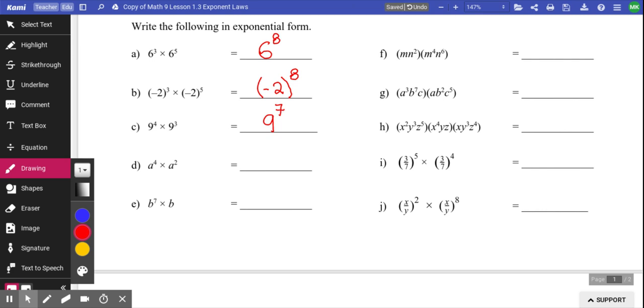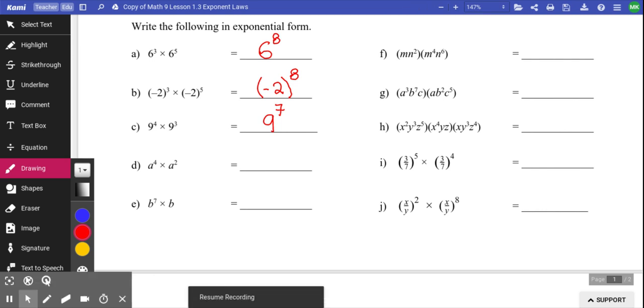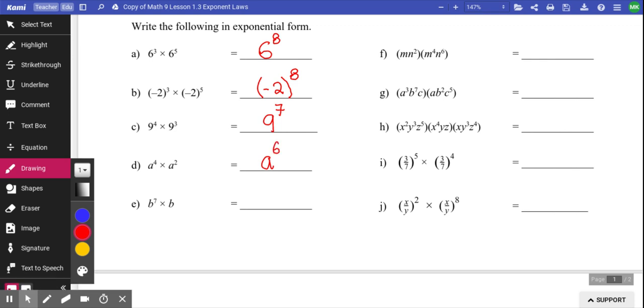Try D and E on your own, and then I'm going to show you how to do the ones with letters where it gets a little more complicated. So try D and E on your own. If you look at D, you have a to the power of 4 times a to the power of 2. You're going to add the exponents to become a to the power of 6. For E, you have b to the power of 7 times b to the power of 1. It's like an invisible 1. So it becomes b to the power of 8.